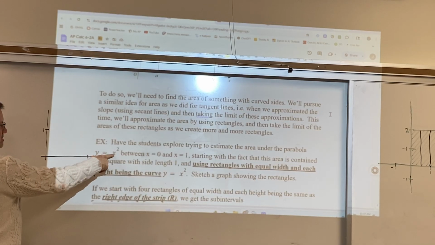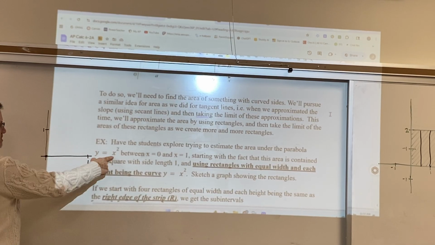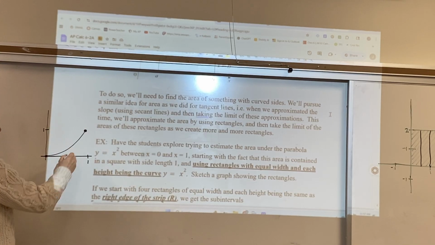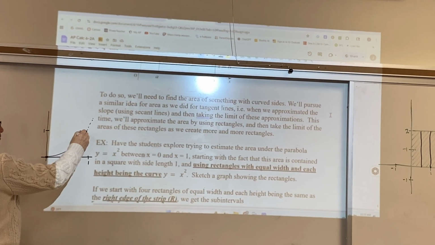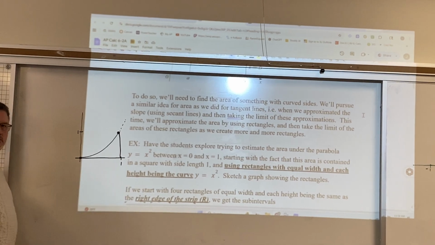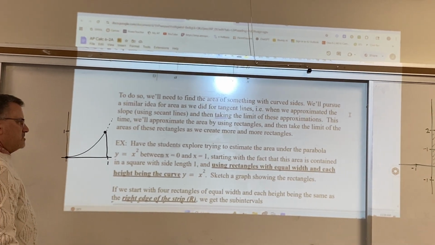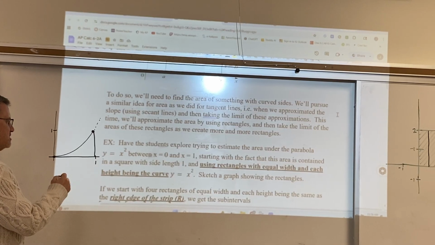And let's see, when x is 0, y is 0. When x is 1, y is 1. And it's a parabola, so it's going to look like that. So I want that area under the curve, starting, so it's contained in a square.